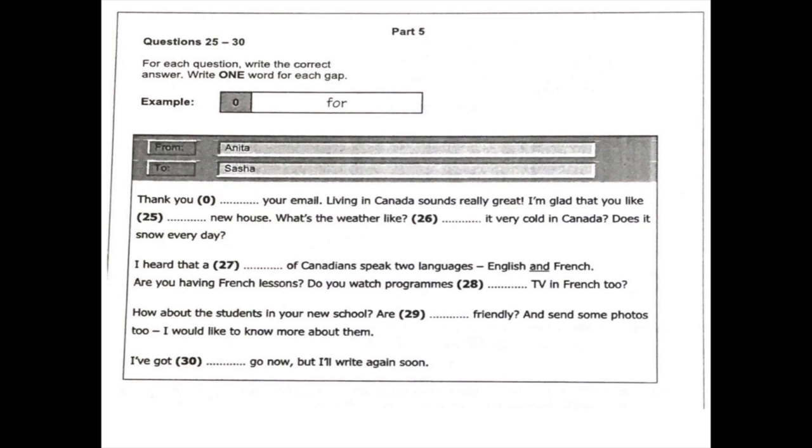So here's an example. Like it says, "Thank you, blank, your email." So the only word that would make sense to fill that in would be "for." Thank you for your email. So you would just want to read through these and think of the word that best makes sense.